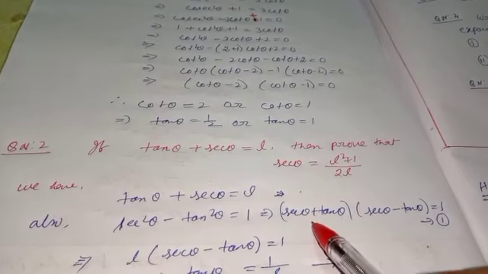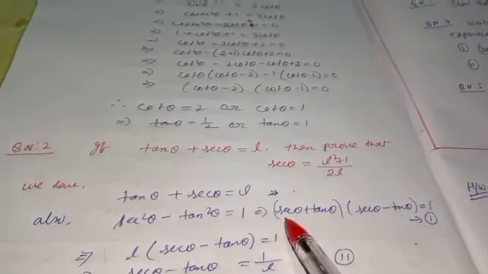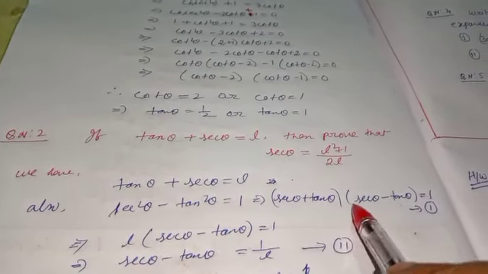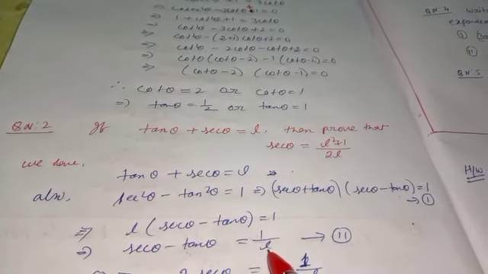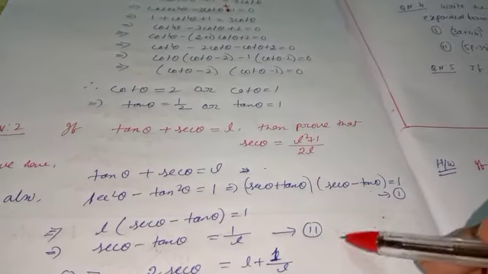A plus b means sec theta plus tan theta, times sec theta minus tan theta, is equal to 1. Then this sec theta plus tan theta means what? L. So you can write L times (sec theta minus tan theta) is equal to 1. Now taking L to the right hand side, 1 by L. This is number 2 and this one is number 1. Now what do you need? Sec theta.